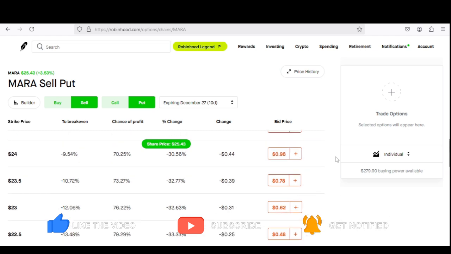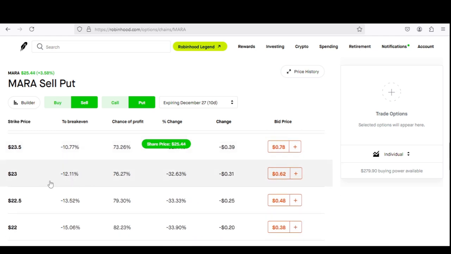Okay, so for this option, I'm going to be going with the $23 strike price. With the $23 strike price, there are a few positives that are going to work for me. One of those positives is going to be my chance of profitability. As you can see here, my chance of profitability is going to be 76%.